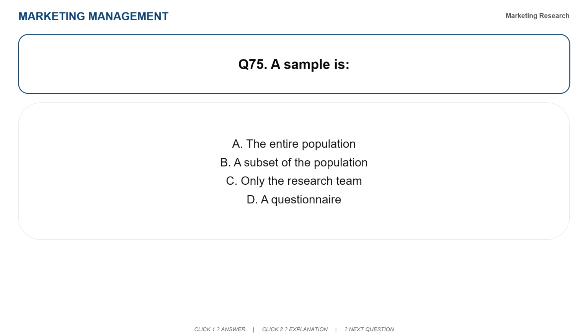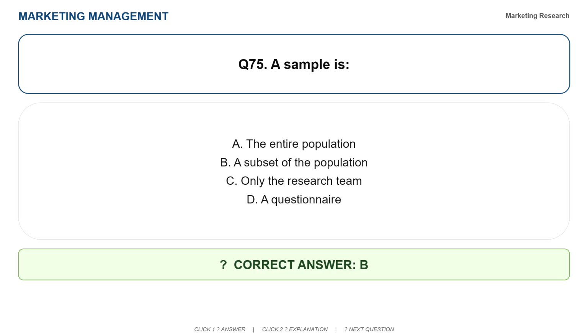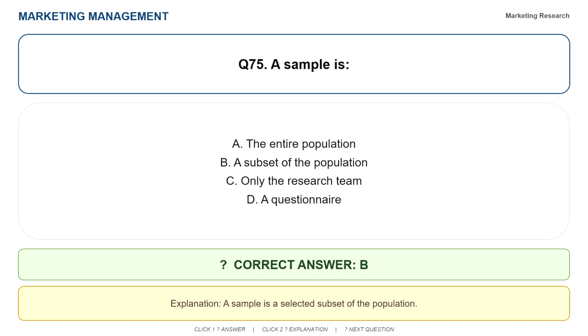Question 75. A sample is. Option A, the entire population. Option B, a subset of the population. Option C, only the research team. Option D, a questionnaire. The correct answer is B. Explanation. A sample is a selected subset of the population.